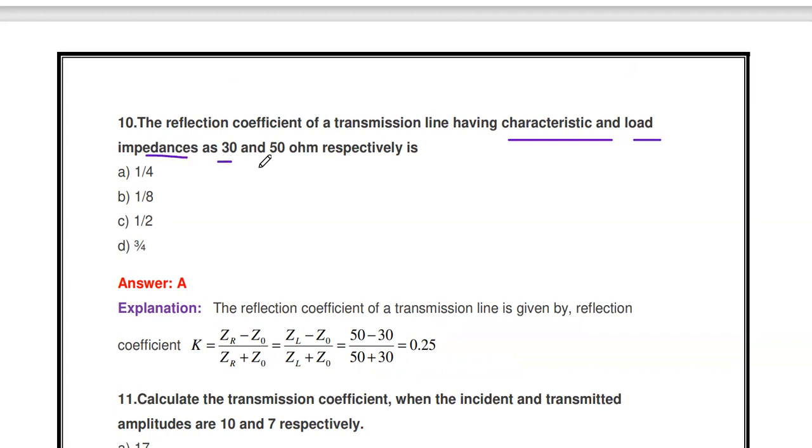The next thing, the reflection coefficient of a transmission line having the characteristic and the load impedance of 30 and 50 ohm respectively is dash. So here we have to find out the reflection coefficient. The characteristic impedance means Z0. Z0 is given as 30 and the load impedance is 50.